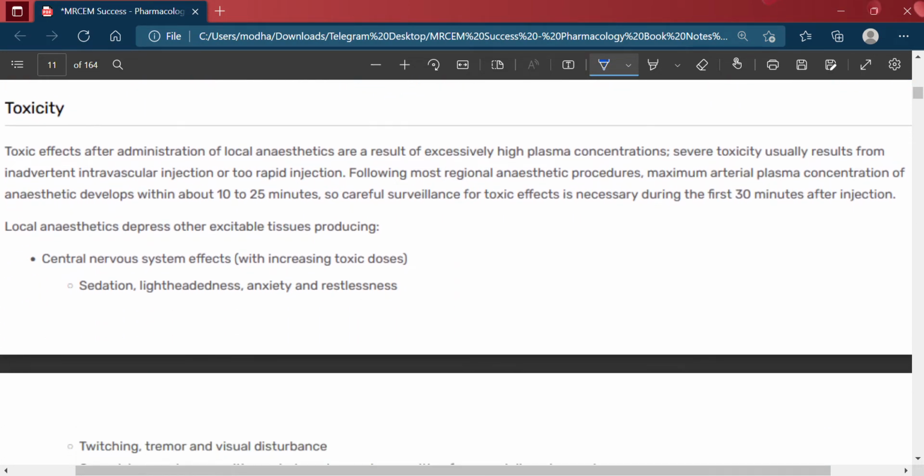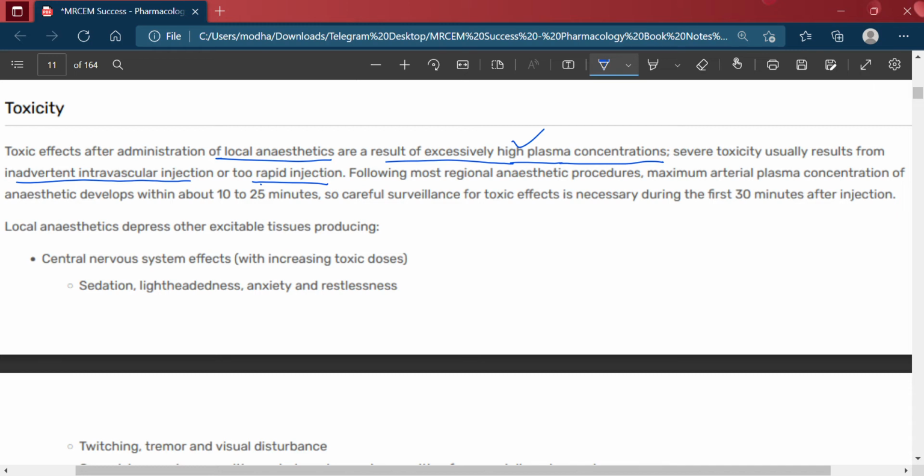Then the toxicity. Toxic effects after administration of local anesthetic are a result of excessively high plasma concentration. Severe toxicity usually results from inadvertent intravascular injection or too rapid injection.